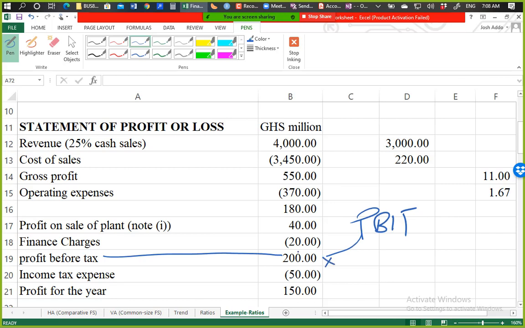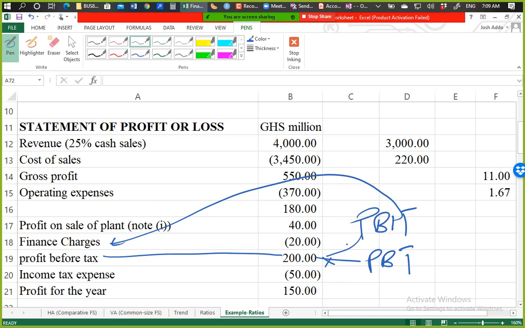Because this 200 is profits before tax, but it is not profits before finance charges. It's not profit before interest. And I made you understand that interest is the same as finance charges. So don't learn and forget quickly. It can happen to you if you are not reading. So this figure 200 is only profit before tax. It is profit after interest. But we want profit before interest and also before tax.